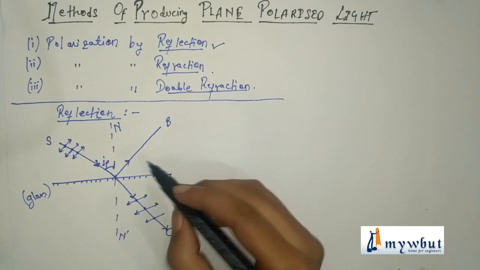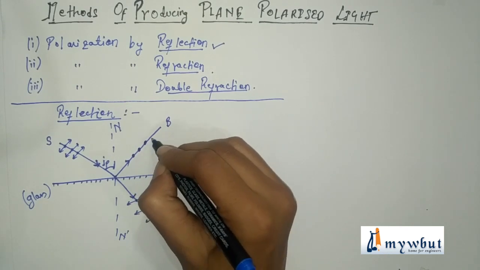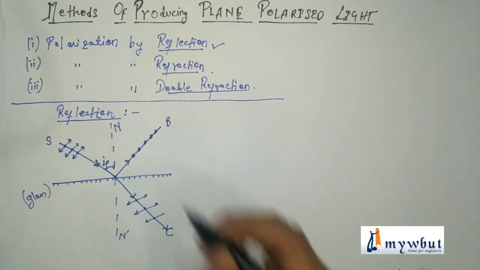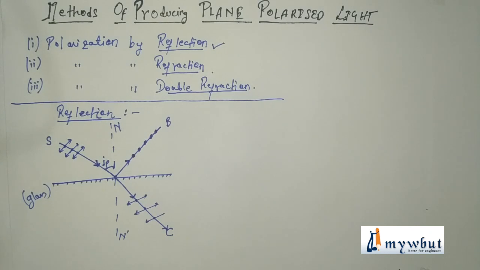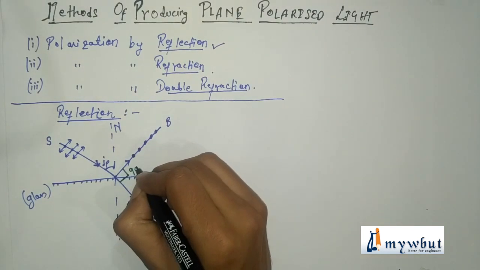So he observed that this reflected ray will be partially plane polarized, that is, vibrates in one direction. I previously told you how we represent unpolarized and plane polarized light. So this was the observation by E. L. Malus. Again, in 1811, Sir Brewster performed a number of experiments to study the polarization of light by reflection especially. From that, he found that the reflected and the refracted rays are perpendicular to each other. That is, this is 90 degree.